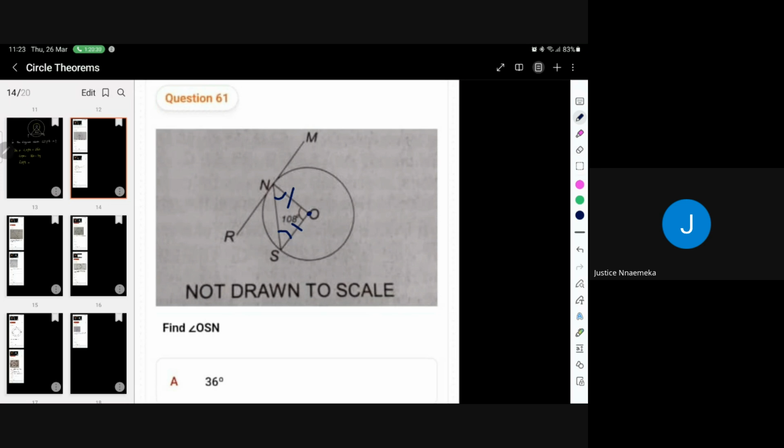Are you seeing it now? They come from the same center, so they are isosceles triangles. So what we are looking at is angle OSN.